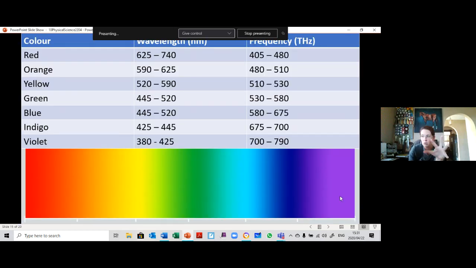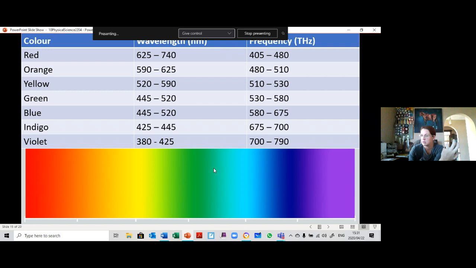Now, the visible spectrum. The colors we can see: red, orange, yellow, green, blue, indigo, and violet. They also have wavelengths, but these are in nanometers and they have frequencies in terahertz. Okay. Now with these, whoa, you do not need to know the wavelengths and the frequencies. You just need to know that red light has small frequencies and violet has large frequencies.